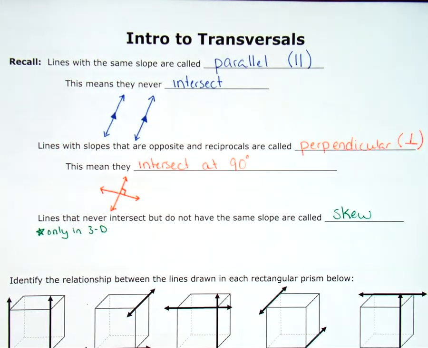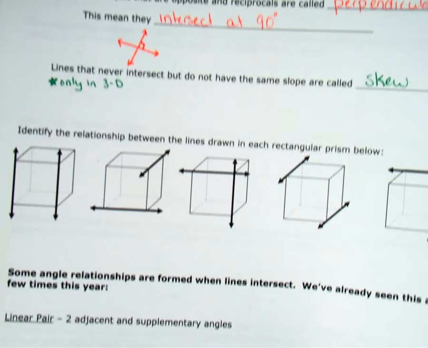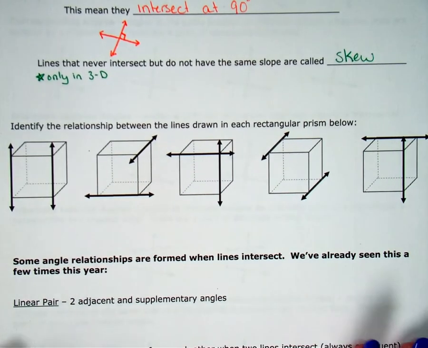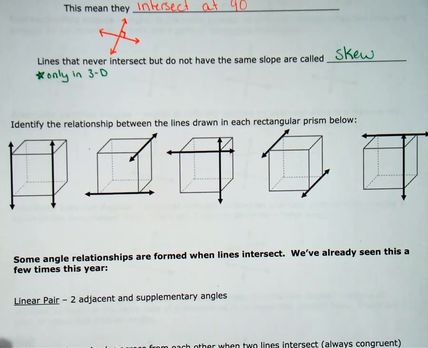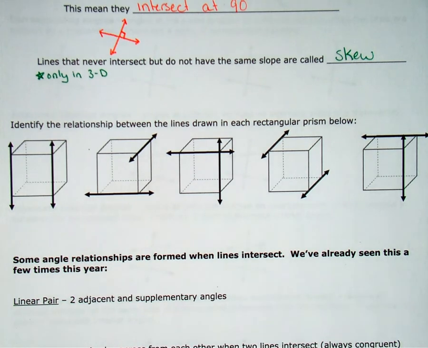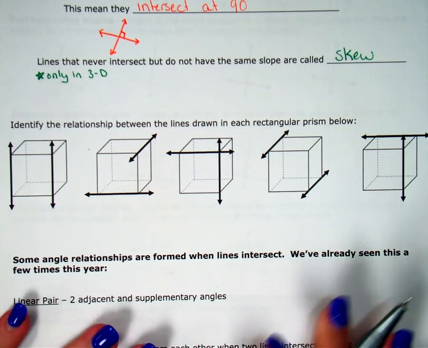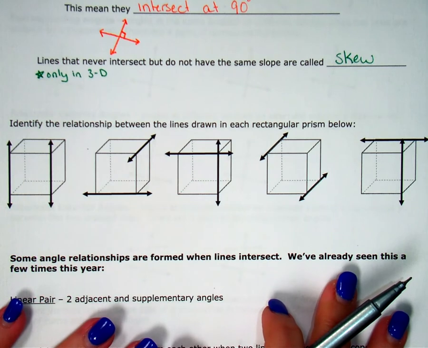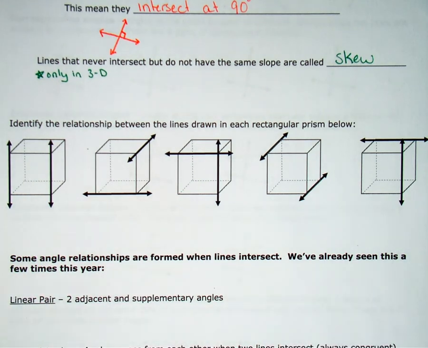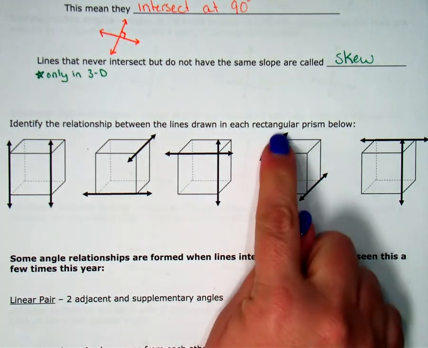Okay? So on a 2-dimensional sheet of paper, the only way we can identify where skew lines are is if we draw it on a 3D representation on our piece of paper. Okay? So it wants me to identify the relationship between the lines drawn in each rectangular prism.